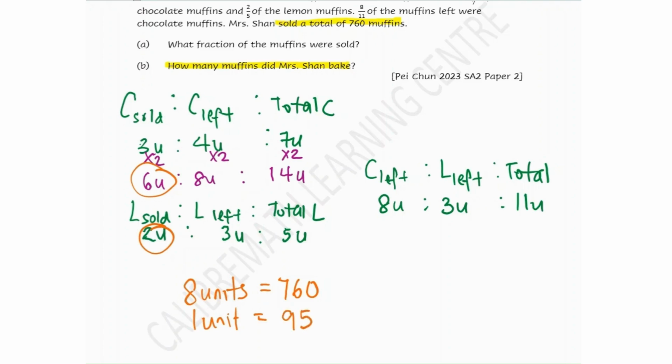To find the total number of muffins that Mrs. Shan had baked, we can find the 14 and the 5 units, and that gives us 19 units. And so the answer for 19 units is 1,805. So the answer to part B is Mrs. Shan baked 1,805 muffins.